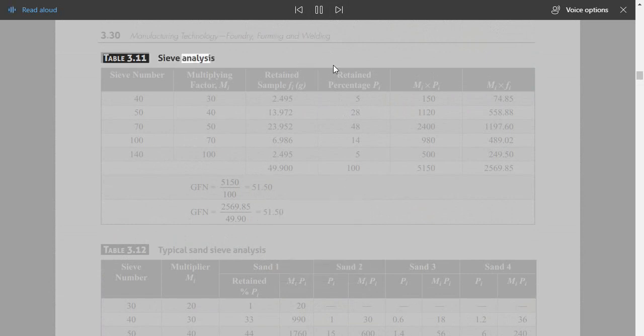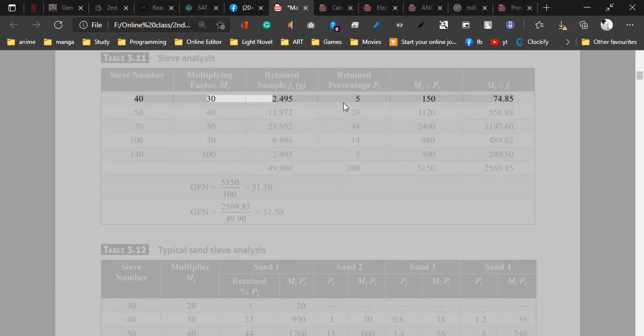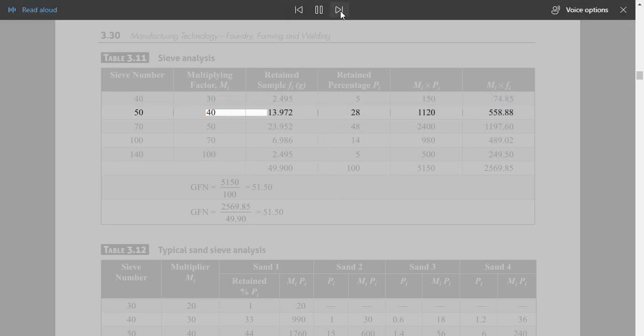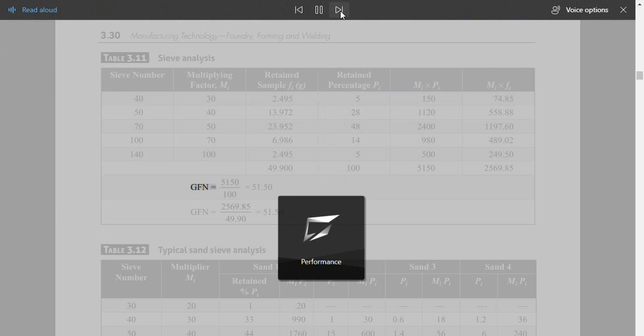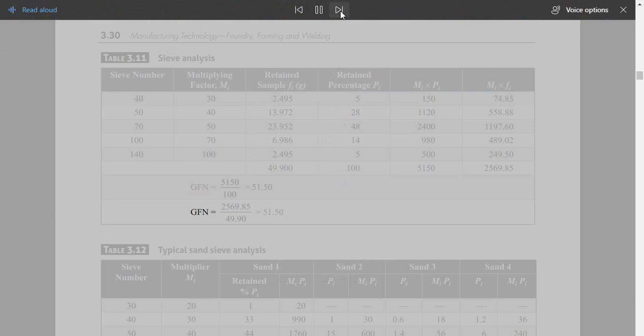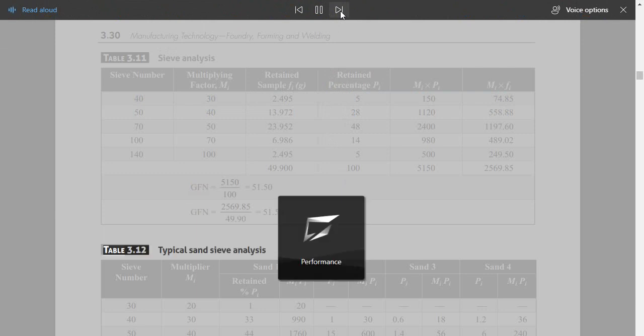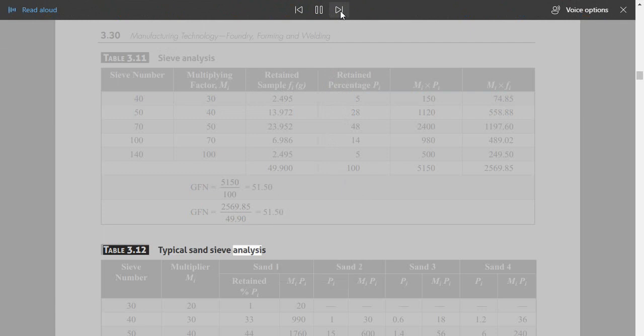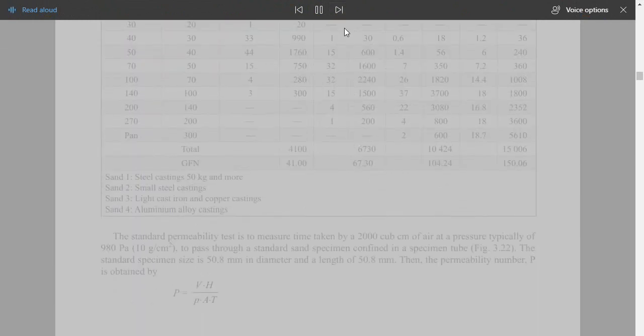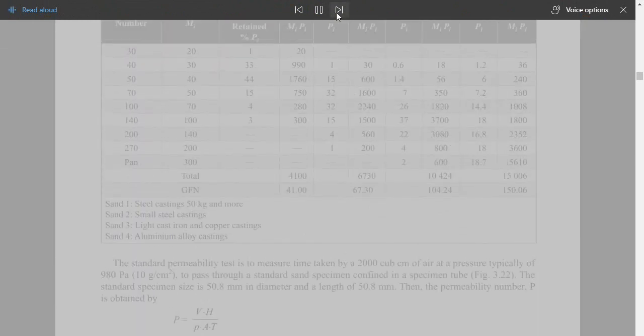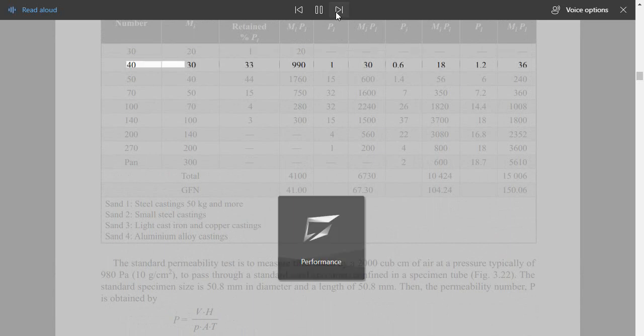Table 3.11: Sieve analysis. Sieve number, multiplying factor Mi, retained sample Pi g, retained percentage Pi, Mi Pi. GFN equals 2569.85 divided by 49. Table 3.12: Typical sand sieve analysis. Sieve number, multiplier Mi, sand 1, sand 2, sand 3, sand 4, retained percent Pi, Mi Pi.